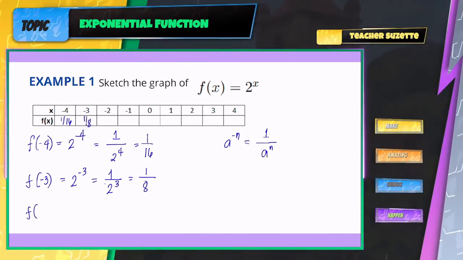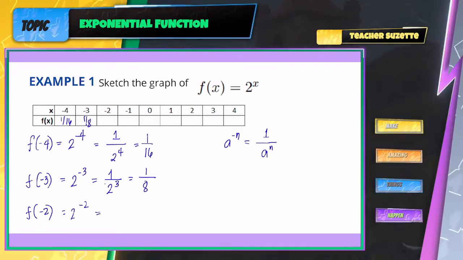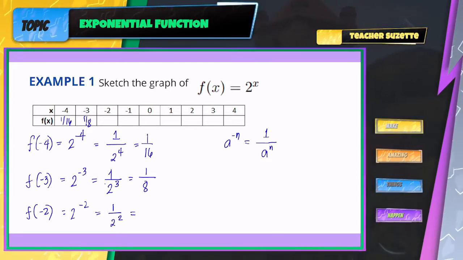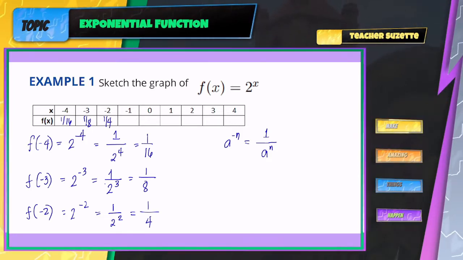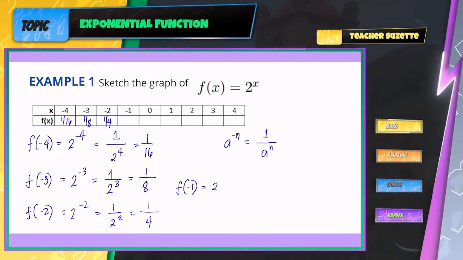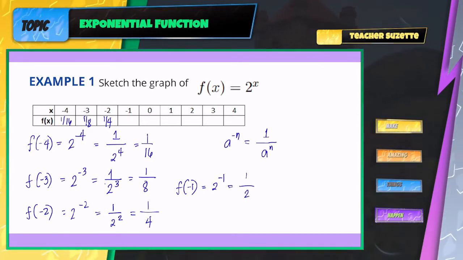Next, f of negative 2, you have 2 raised to negative 2 equal to 1 over 2 raised to positive 2. Then 2 raised to 2 is equal to 4. So we have 1/4. And f of x when our x is negative 1, we have f of negative 1 equal to 2 raised to negative 1. Same thing. Get the reciprocal, 1 over 2. Then 1 over 2 is our answer.